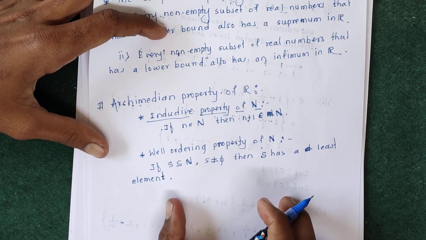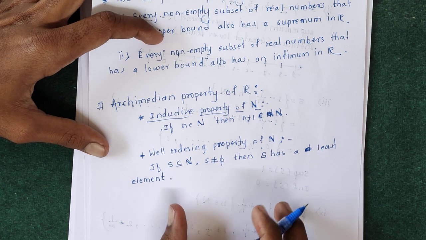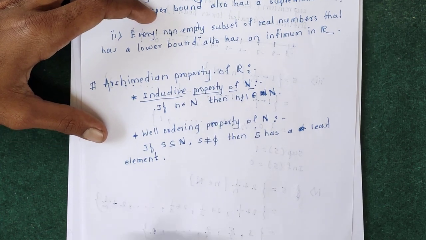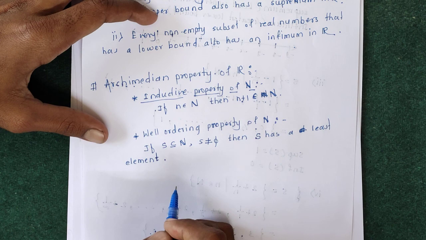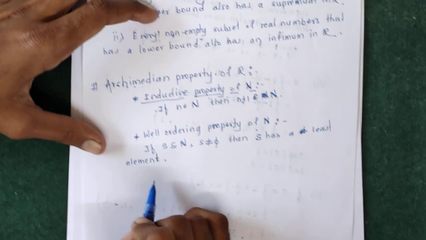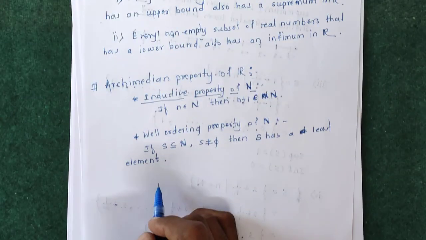If you take any subset of natural numbers, then that subset has a least element, that is, there is one element in that set such that all the remaining elements are greater than or equal to it.